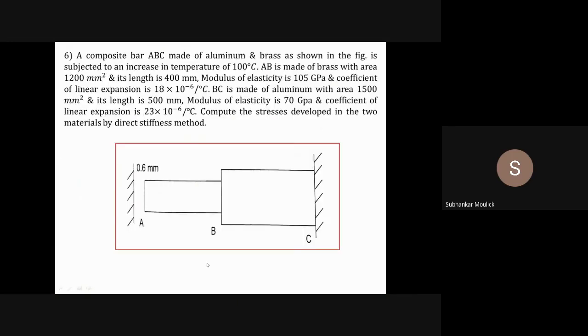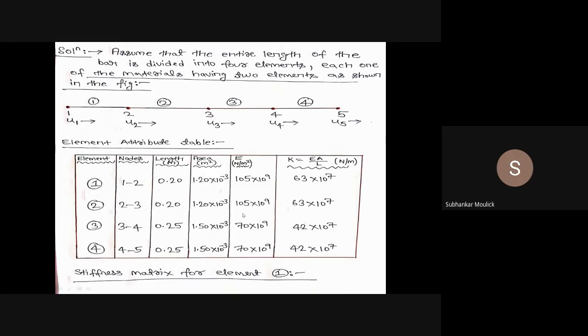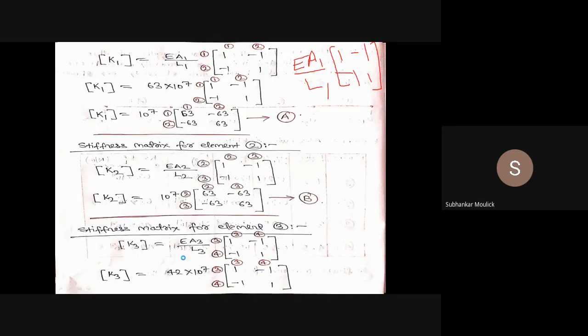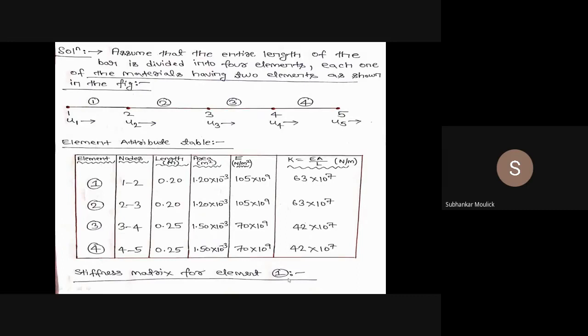Similarly, I can write the stiffness matrix for the third element. And for the third element it will be how much? E into A by L. E is nothing but 70 into 10 to the power 9, into A, where A is A3, 1.50 into 10 to the power minus 3, divided by L3. L3 means the length of the third element, which is 0.25. So if you solve this expression, you will get some value of K.